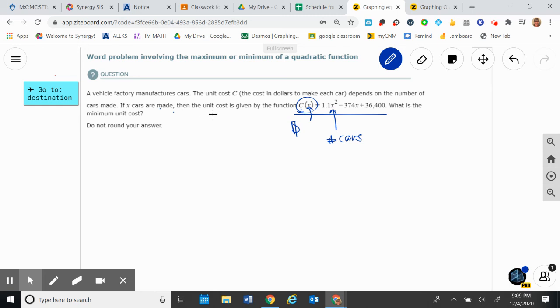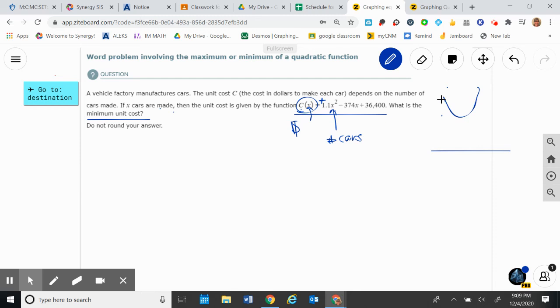If X cars are made, then the unit cost is given by this function. What is the minimum unit cost? It's positive, so it goes like this. Believe it or not, if they make very few cars, the cost, it kind of makes sense. Think about this, you guys. It never gets to 0. That's a stupid graph here.